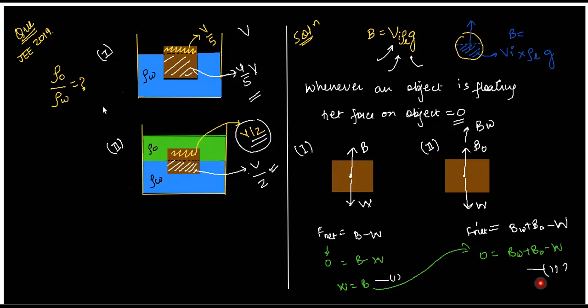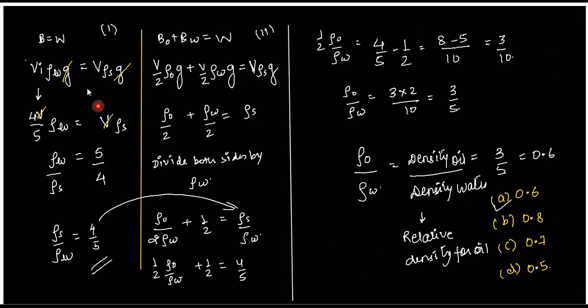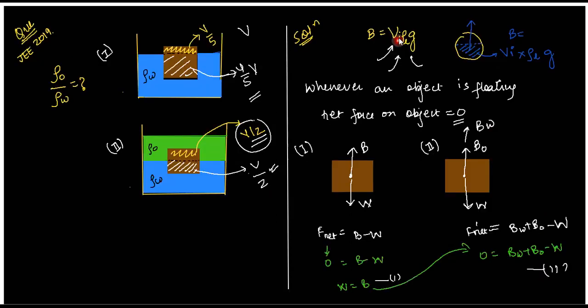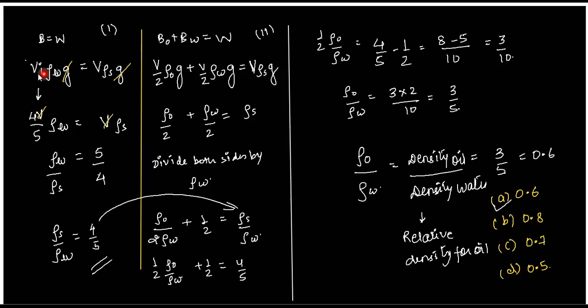Accordingly, we substituted the values, where buoyancy is given as submerged volume VI into rho L, whichever liquid it is, into g. So here we have the case of water. We took submerged volume into rho W times g. Submerged volume in the first case is 4V by 5. Here we have V. Then accordingly we proceeded to get rho S by rho W is 4 by 5.